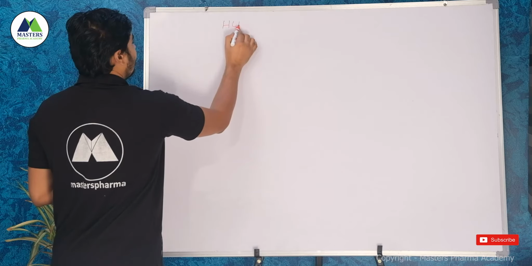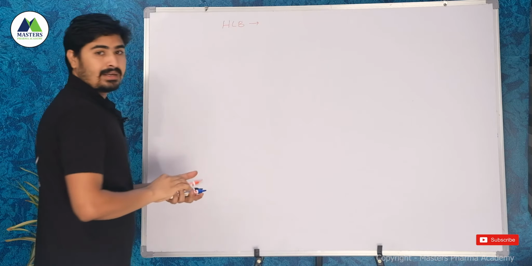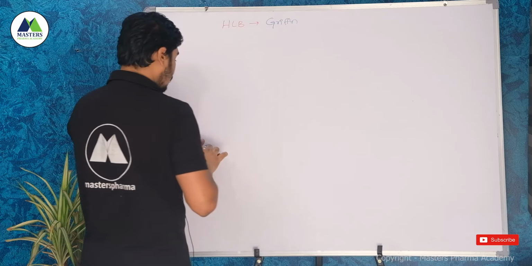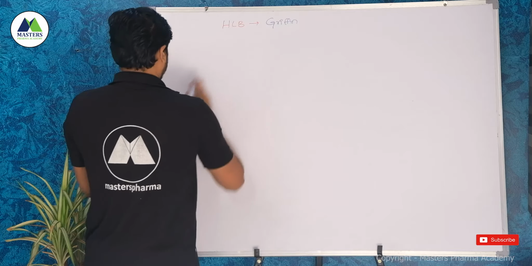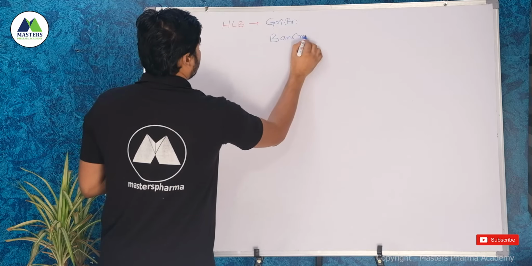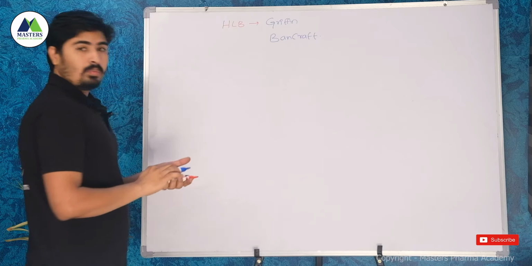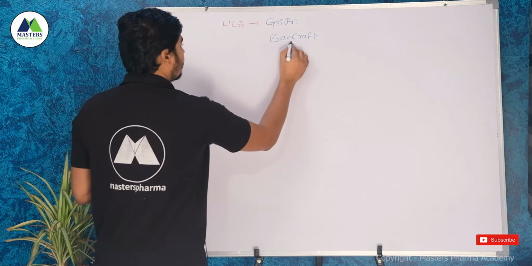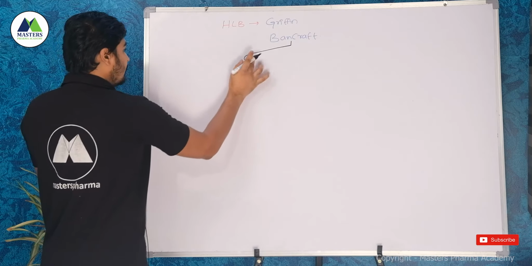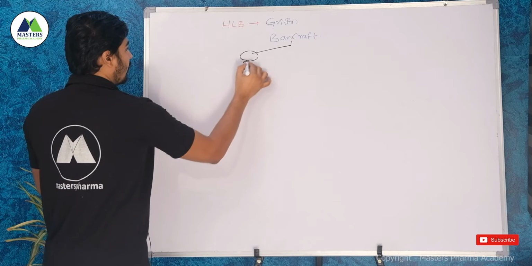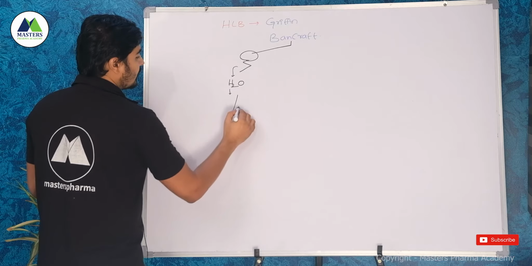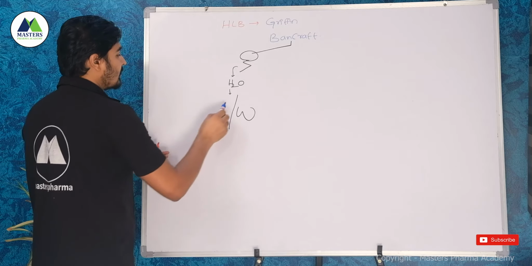The HLB scale is given by the scientist Griffin, right? The scientist name is Griffin. And one more scientist, his name is Bancroft. So according to Bancroft, if the emulsifying agent is more soluble in water, the continuous phase here is water. So the discontinuous phase is oil.